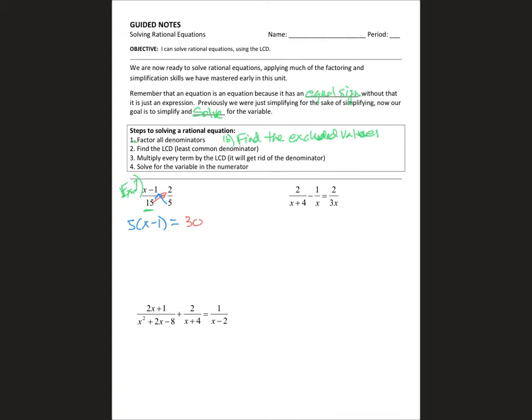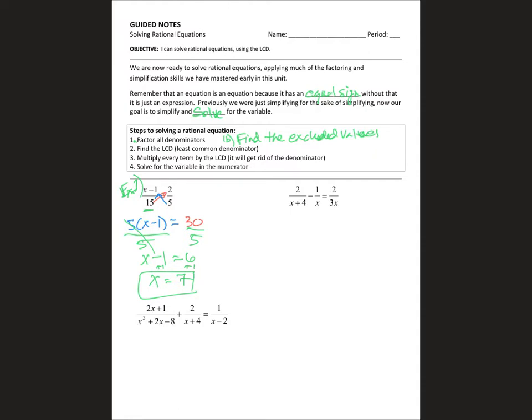There's a couple different things you could do. You could distribute your 5 through, or you could notice that 5 is indeed a factor of 30. So I'm going to divide by 5 and divide by 5. My 5s are going to divide out to equal 1. I get x minus 1 is equal to 6. So x is equal to 7, right? I'm going to add 1 to both sides. So x is equal to 7. Make sense?